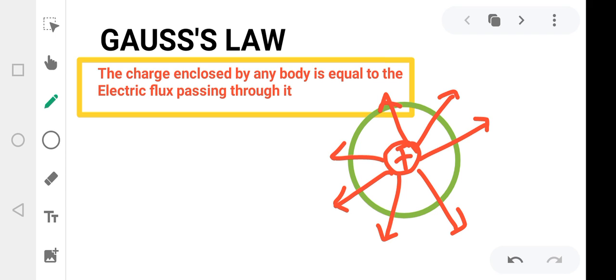So what Gauss's law explains is that the charge enclosed by any body is equal to the electric flux passing through it. Basically, Gauss's law says that if we have a body that is enclosed by a charge, q plus, then the electric flux passing through that body will be equal to the charge enclosed by that body. Okay, let us prove it.